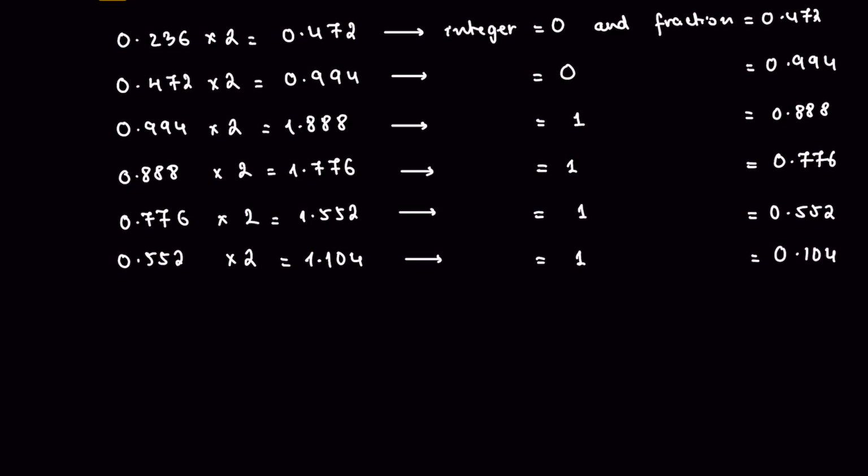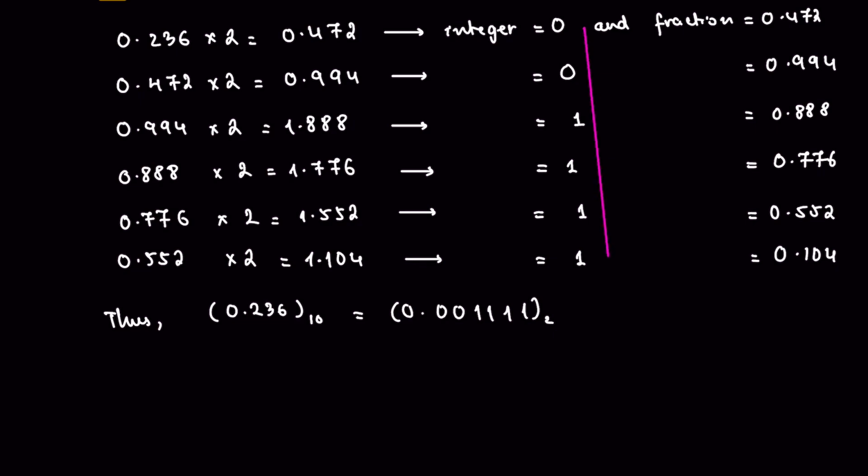And after 6 product terms, you haven't reached a fraction of 0, so you can stop the calculations here, and you conclude that the number 0.236 in base 10 is equivalent to the number 0.001111 in base 2. Again, what you did is you take the integer part, going from top to bottom, and put them together to get the result like this.